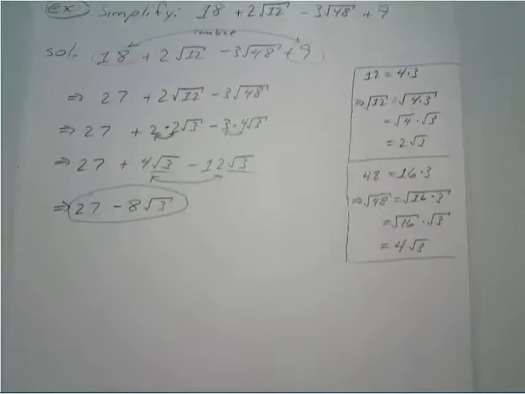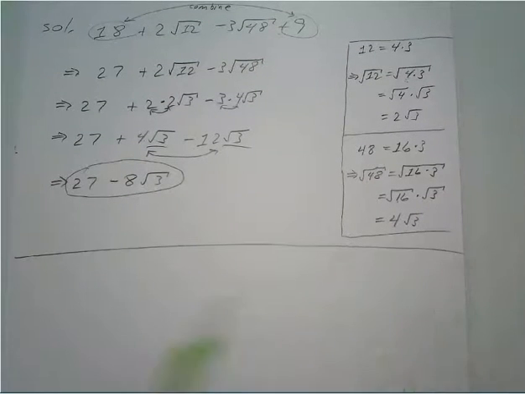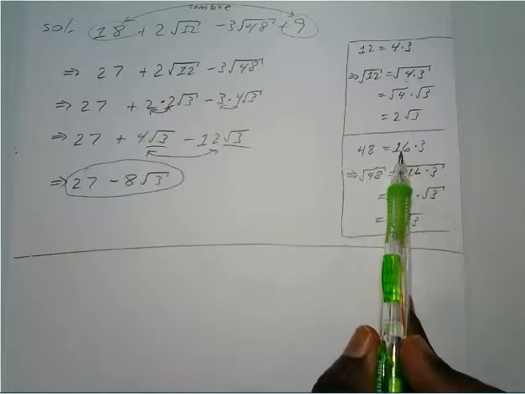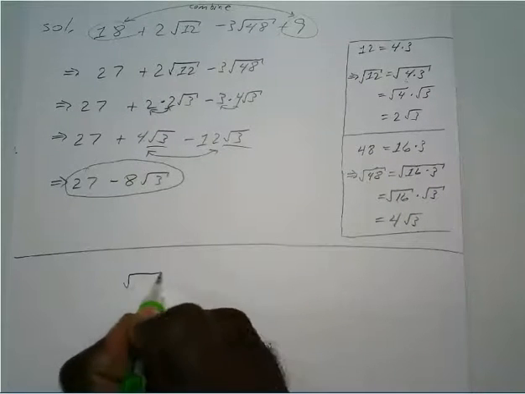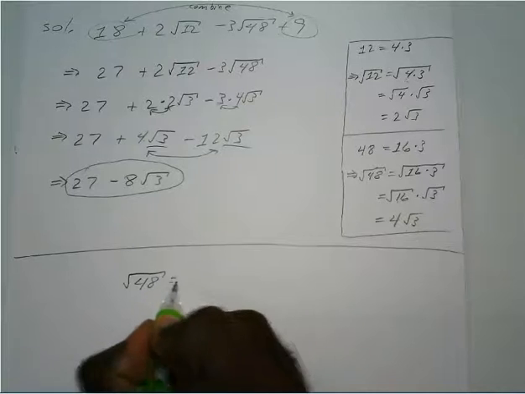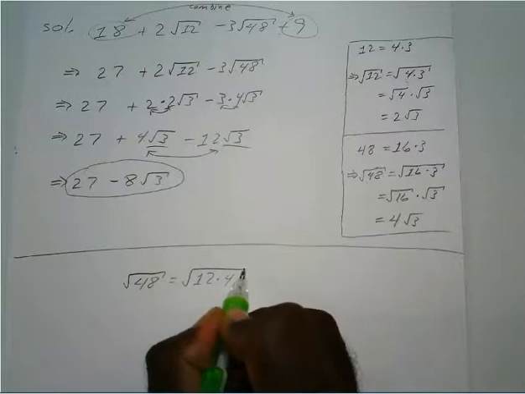Now, going back to the square root of 48, just to show you that if you did start off with 12 and 4, you'd get the same 4 square root of 3. So let's say square root of 48 is equal to square root of 12 times 4.